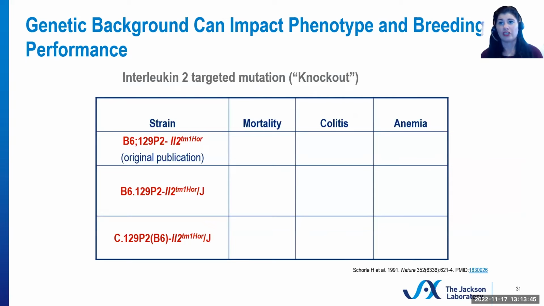While we mentioned the effect that genetic background can have on colony planning, it's also important to consider the effect of this background in conjunction with the strain's mutation and how that phenotype is integral for efficient colony management. Let's take a look at this interleukin 2 knockout mutation. On a mixed background, the average lifespan is between 4 and 9 weeks, and it develops progressive colitis.